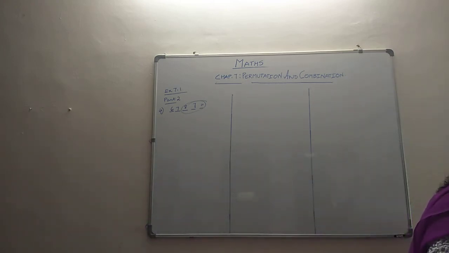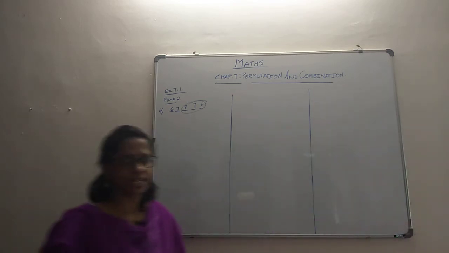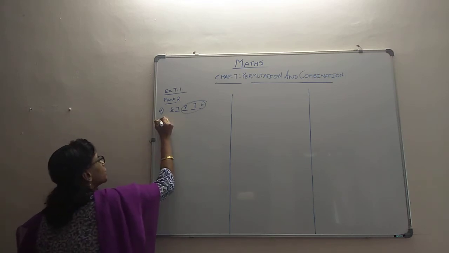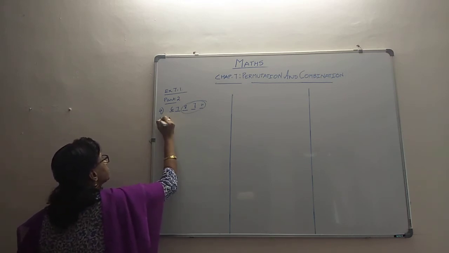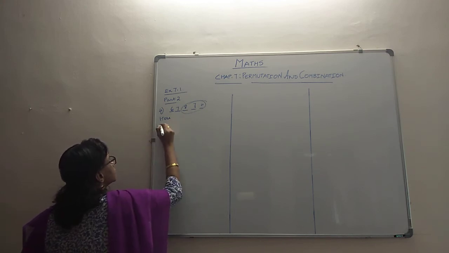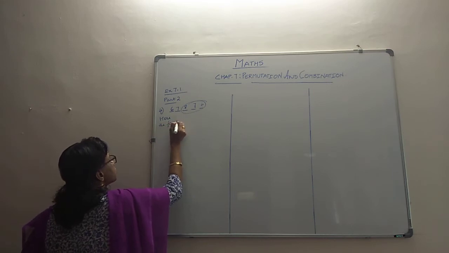5-digit code, I will get myself corrected. Yes, 5-digit code, fine. The repetition is not allowed. These are the key highlights. So let's write this here. The first 2 places are fixed.